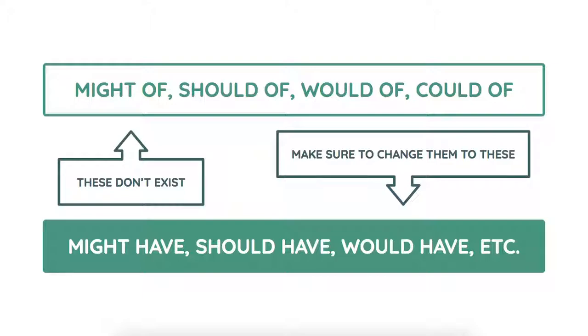Now lastly, might of, should of, would of, could of, those words do not exist. Do not use them. Those are improper conjugations. What you want to say is might have, should have, would have, etc. So again, might of, should of, would of, those don't exist. Replace them with might have, should have, would have, etc. A question regarding these words will show up on the ACT, so make sure that you don't fall for their would of, should of, might of. Always replace those with have instead of of.